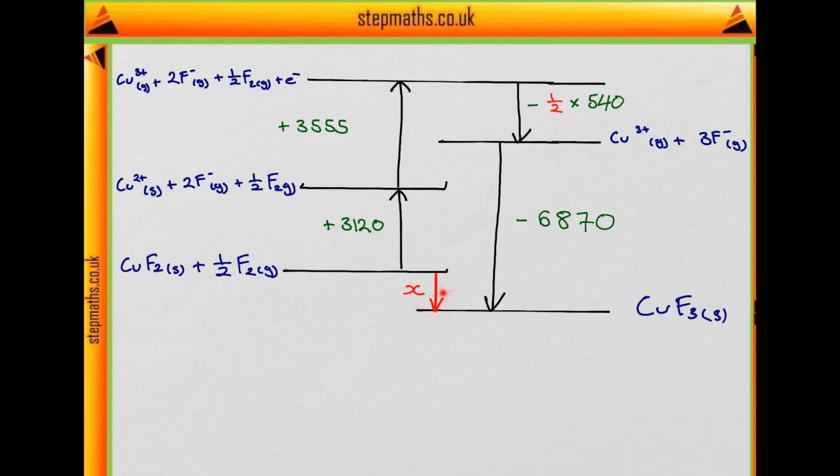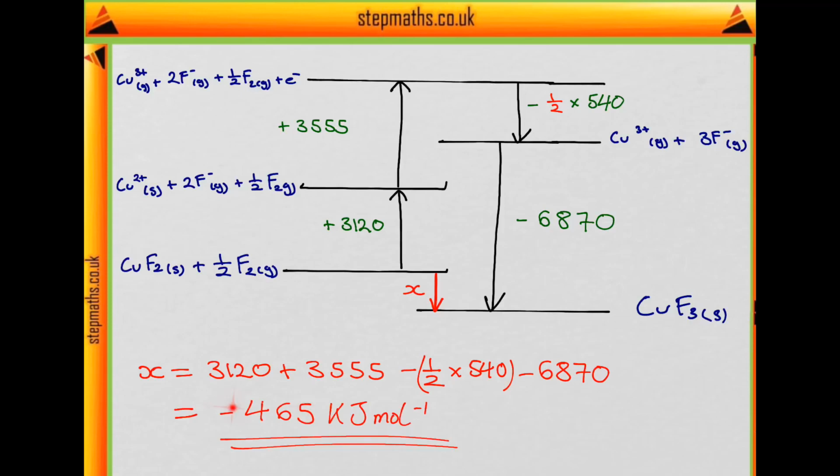So to calculate the value of x, we simply go around the cycle adding the values. So we have x equals 3,120 plus 3,555 minus a half times 540 minus 6,870. And that gives you a total of minus 465 kilojoules per mole.